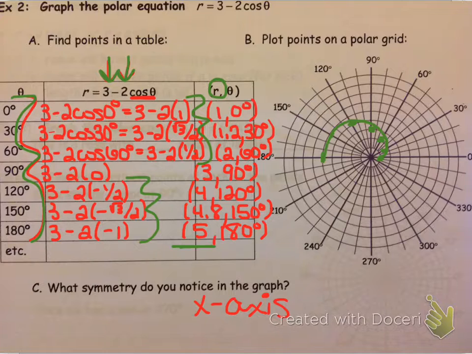So now I need to take those and I need to mirror image those across the x-axis. So this point's already on the x-axis right here. This point right here swings around.